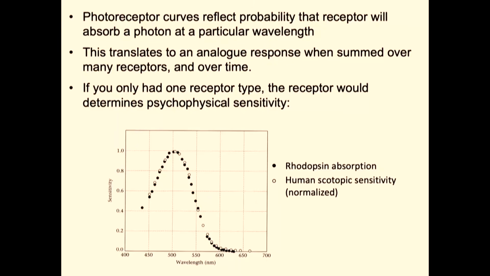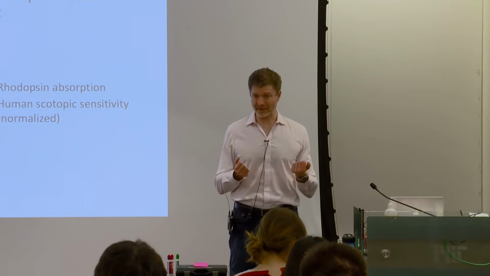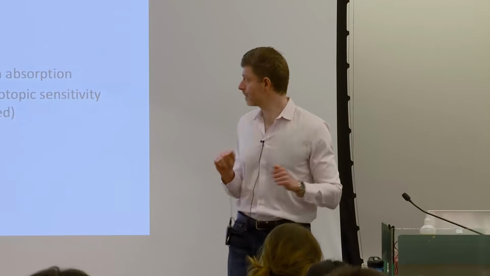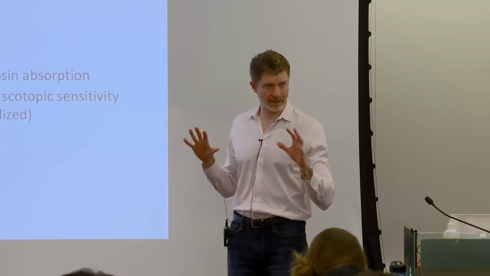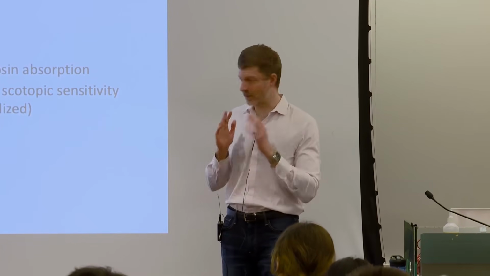type, right, then the receptor would determine psychophysical sensitivity. And there's a scenario in which you have only one receptor type, and that is when the light level is very low. Okay? So this is scotopic conditions, remember? So under scotopic conditions, the cones are not doing anything. You've just got this one type of rod.